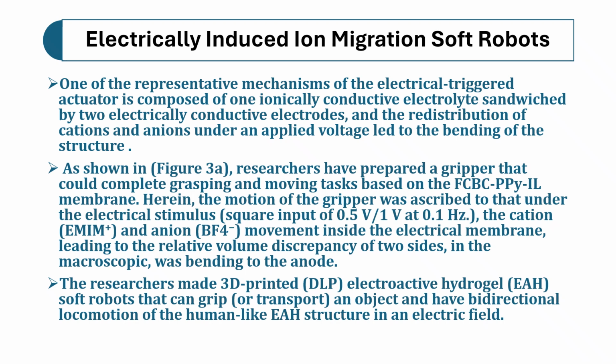Then one more thing, the researchers made a 3D printed electrolyte hydrogel, which is called EAH, electroactive hydrogel. The soft robots can grip an object, hold an object, and move in two directions, like the EAH structure, the electroactive hydrogel structure, in the presence of an electric field. Clear?